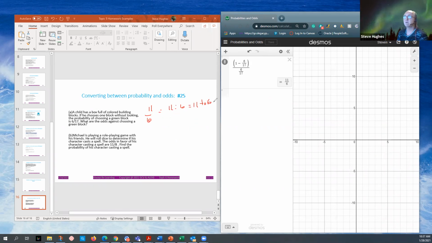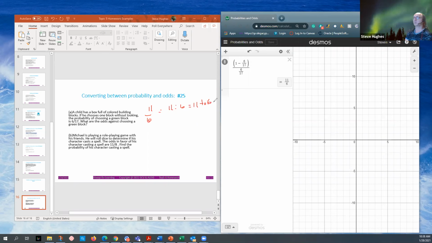All right. Michael is playing a role-playing game with his friends. He will roll dice to determine if his character casts a spell. The odds in favor of his character casting a spell are 11/8. Find the probability of his character casting a spell.